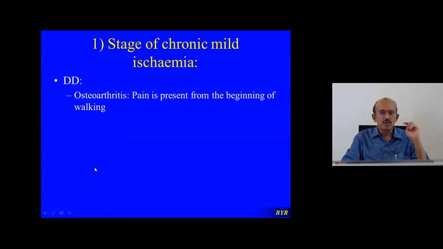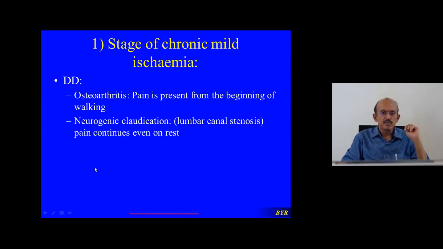Differential diagnosis of intermittent claudication: osteoarthritis. Here pain is present from the beginning of the walking. Neurogenic claudication. What is neurogenic claudication? Due to some peripheral nerve problem, the patient gets pain on walking. So what is this neurogenic claudication? It's lumbar canal stenosis.